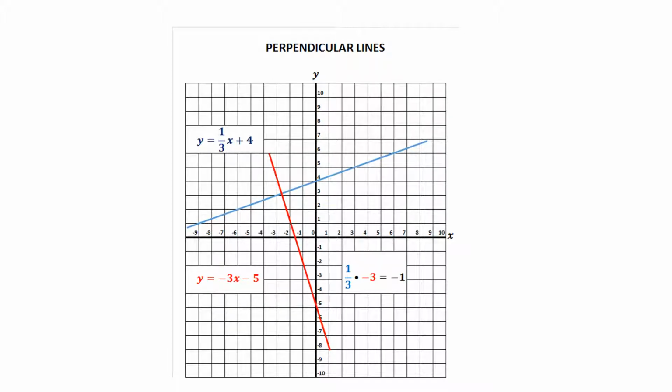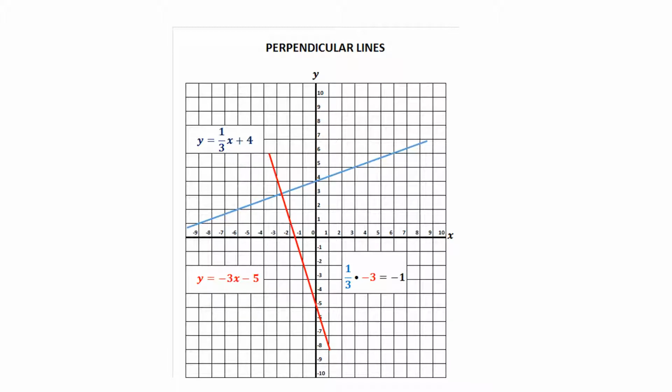Here we have perpendicular lines. Now we could define perpendicular lines as if you take the two lines and you span the angle, say from the red line to the blue line, that would be 90 degrees. And if you look at the x and y axis, those are perpendicular.